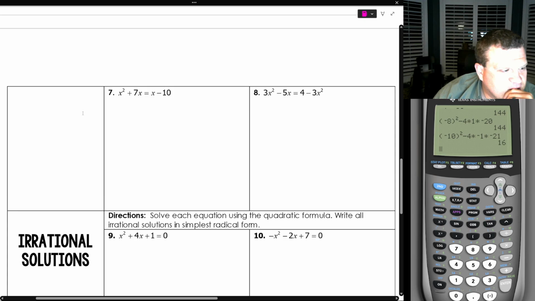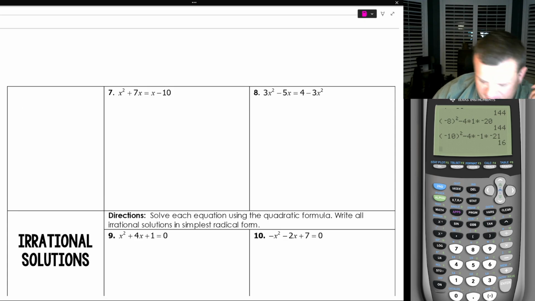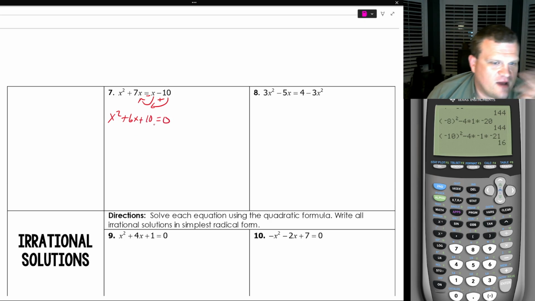I'll skip number 7 here. It's more of the same. The big thing here is trying to trip you up with variables on both sides. Just get them to one side. In this case, I would subtract the x and add the 10, so you end up with x squared plus 6x plus 10 equals 0. Now you have a quadratic that's set up to solve. That easy.